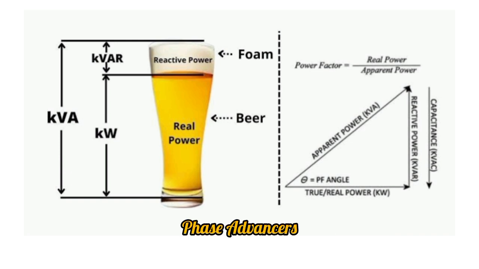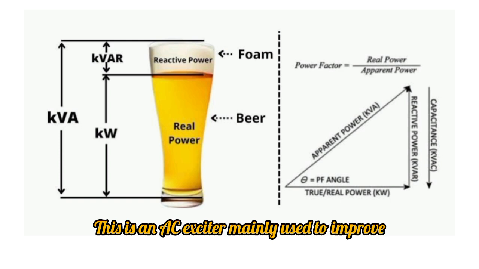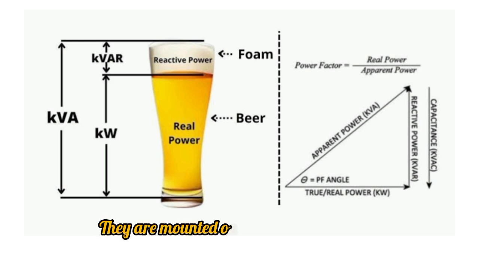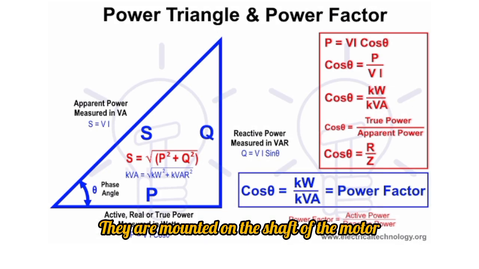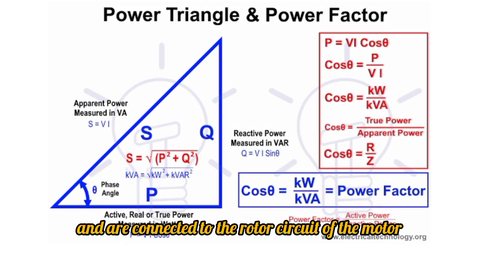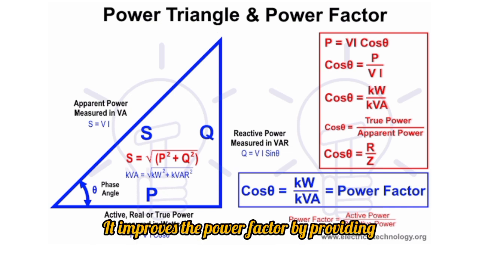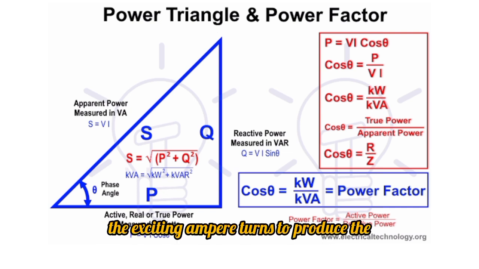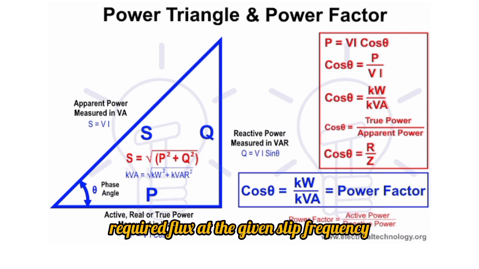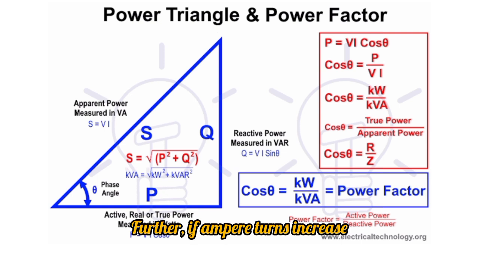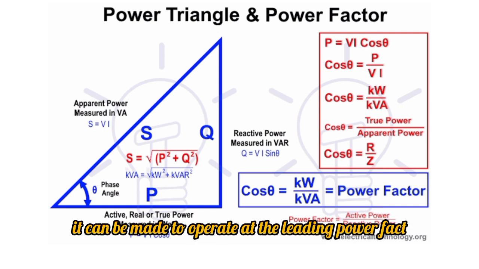Phase advancers. This is an AC exciter mainly used to improve the power factor of an induction motor. They are mounted on the shaft of the motor and are connected to the rotor circuit of the motor. It improves the power factor by providing the exciting ampere turns to produce the required flux at the given slip frequency. Further, if ampere turns increase, it can be made to operate at the leading power factor.